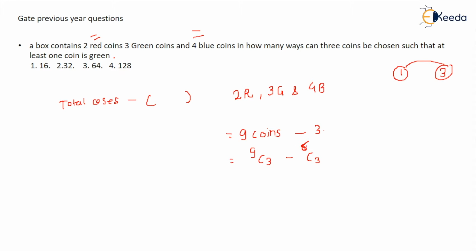So if we minus this, we will come to know the number of coins which were at least having green, right? Or were green in color, right? So 9C3, if you do, what you get is 9 factorial upon n minus r, that is 9 minus 3, that comes out to be 6 factorial into 3 factorial, right?